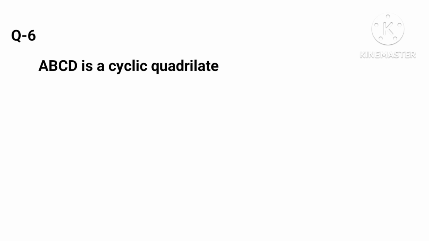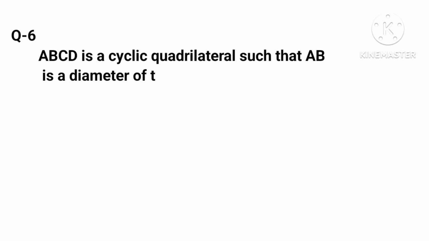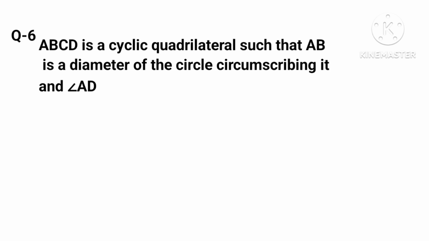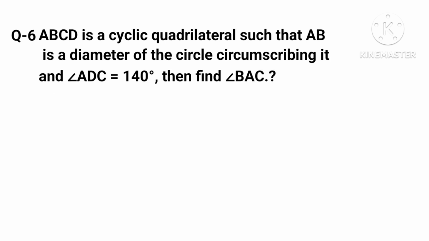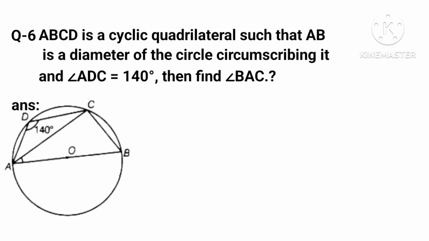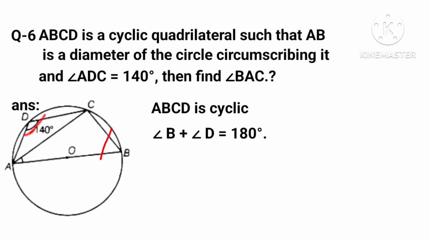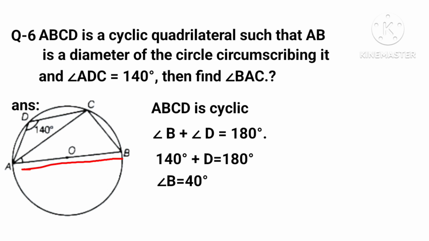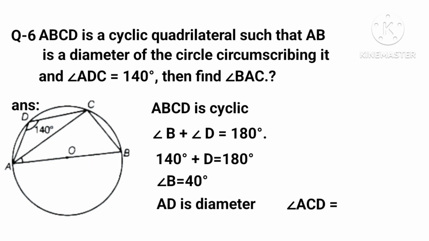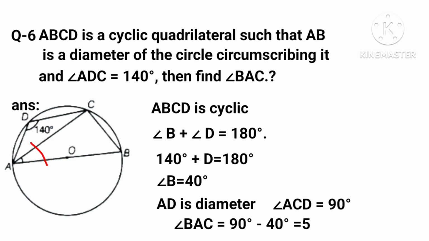ABCD is a cyclic quadrilateral such that AB is the diameter of the circle circumscribing it and angle ADC equals 140 degrees. Then find angle BAC. From the figure, ABCD is cyclic. Therefore, angle B plus angle D is equal to 180 degrees. Hence 140 degrees plus angle B equals 180 degrees. Hence angle B equals 40 degrees. Now since AB is diameter, therefore angle ACB equals 90 degrees. Therefore, angle BAC equals 90 degrees minus 40 degrees equals 50 degrees.